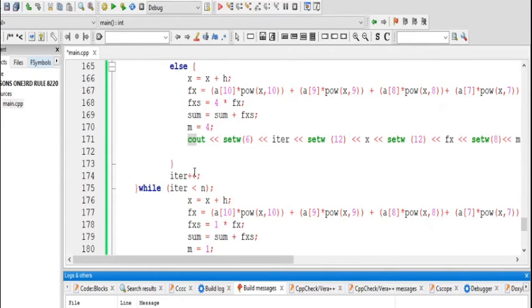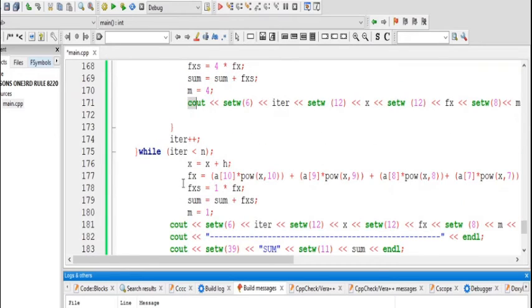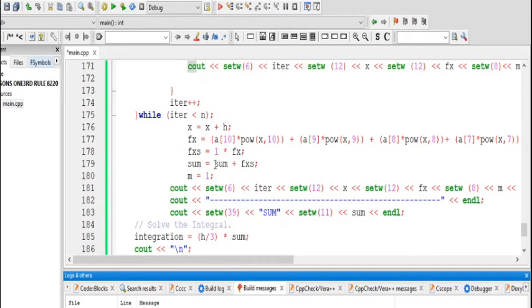The iteration will increase by 1 every repetition of the loop. We do this process while the iteration is less than n. If i is equal to n, then let's do the last iteration, the upper limit. x is equal to x plus h, f function of x, and f of xs is equal to 1 times f of x, and sum is equal to sum plus f of xs, m is equal to 1.